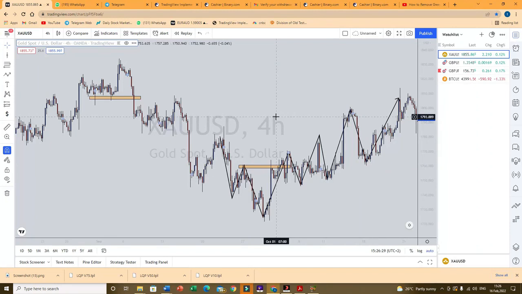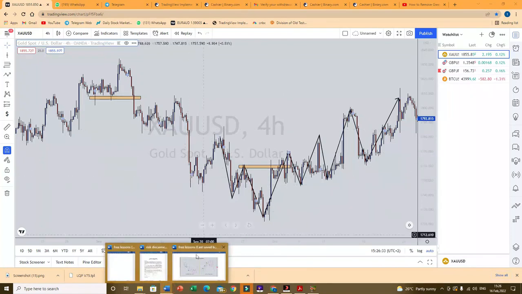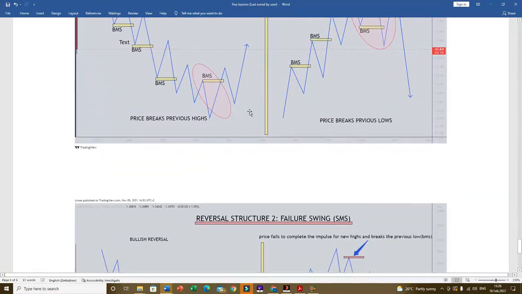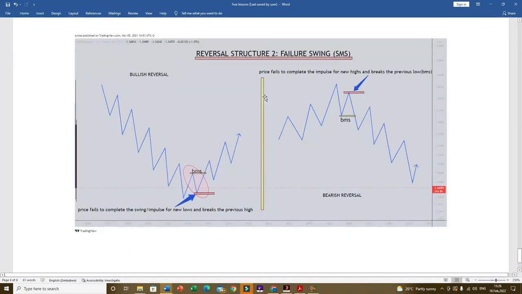So now let's study the second type of reversal that we have, right? All right. The second type of reversal that we have is what we call a failure swing, right? It's almost the same as trend violation, but there is a slight difference. What we call a failure swing.